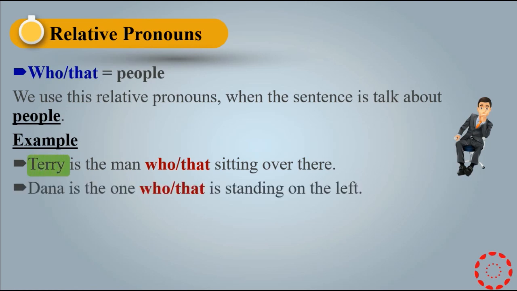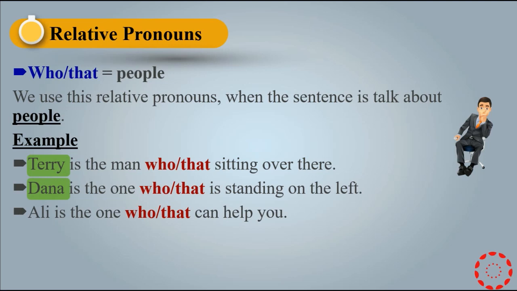Dana is the one that is standing on the left. As you see, Dana also is a person. That's why I am using who or that: Dana is the one who or that is standing on the left. Both of them are correct, either who or that. Ali is the one who can help you, or you can say Ali is the one that can help you.